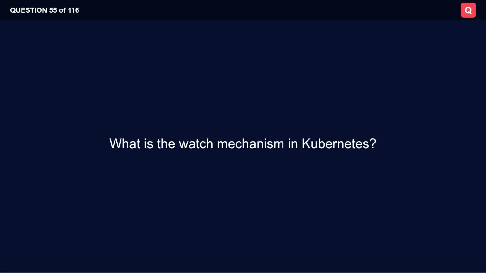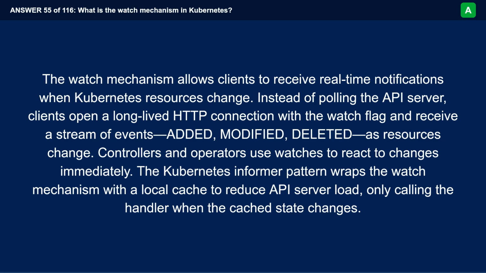What is the watch mechanism in Kubernetes? The watch mechanism allows clients to receive real-time notifications when Kubernetes resources change. Instead of polling the API server, clients open a long-lived HTTP connection with the watch flag and receive a stream of events: ADDED, MODIFIED, DELETED as resources change. Controllers and operators use watches to react to changes immediately. The Kubernetes Informer pattern wraps the watch mechanism with a local cache to reduce API server load, only calling the handler when the cached state changes.